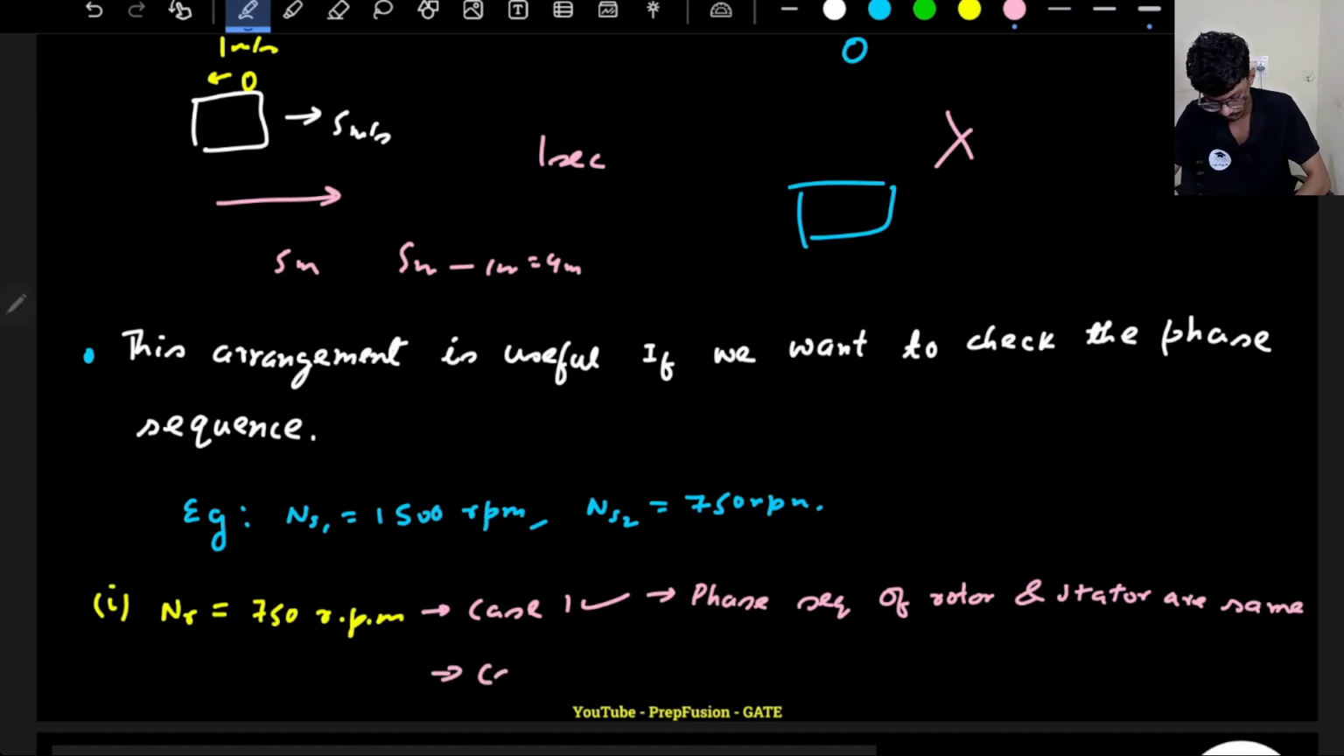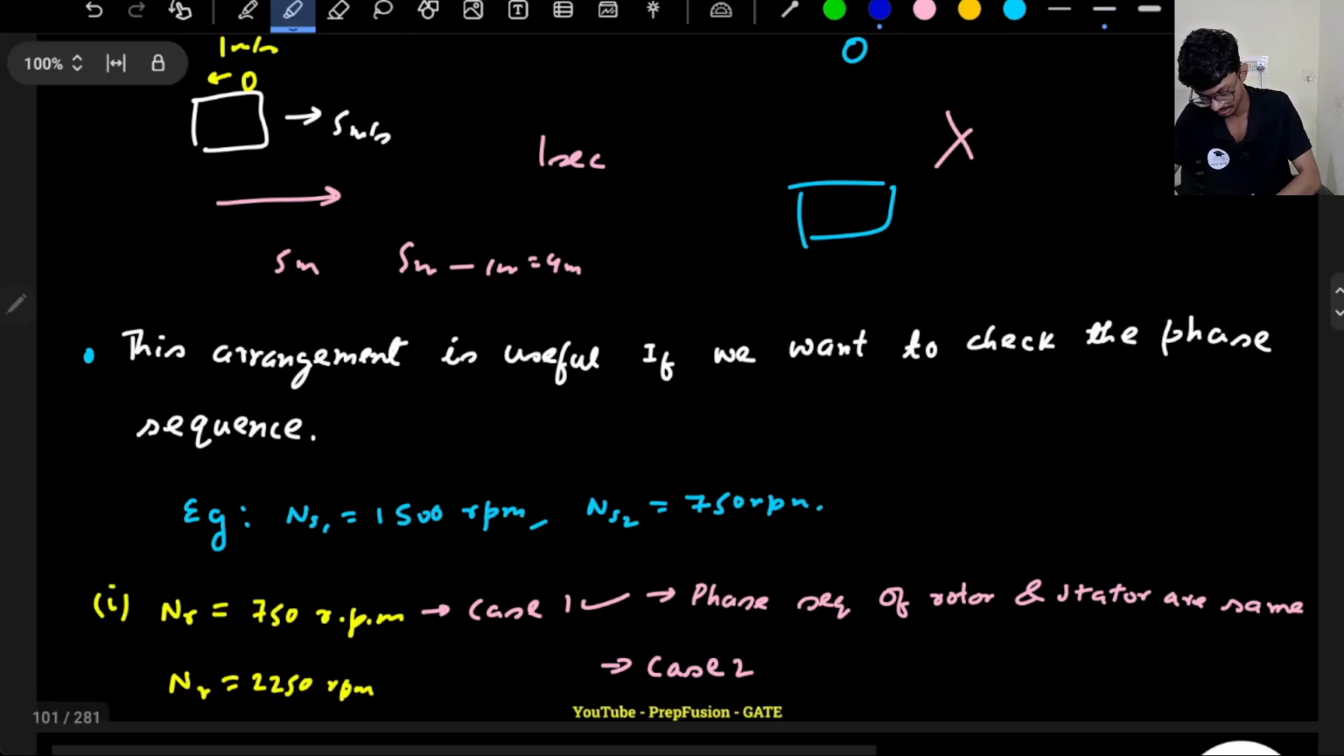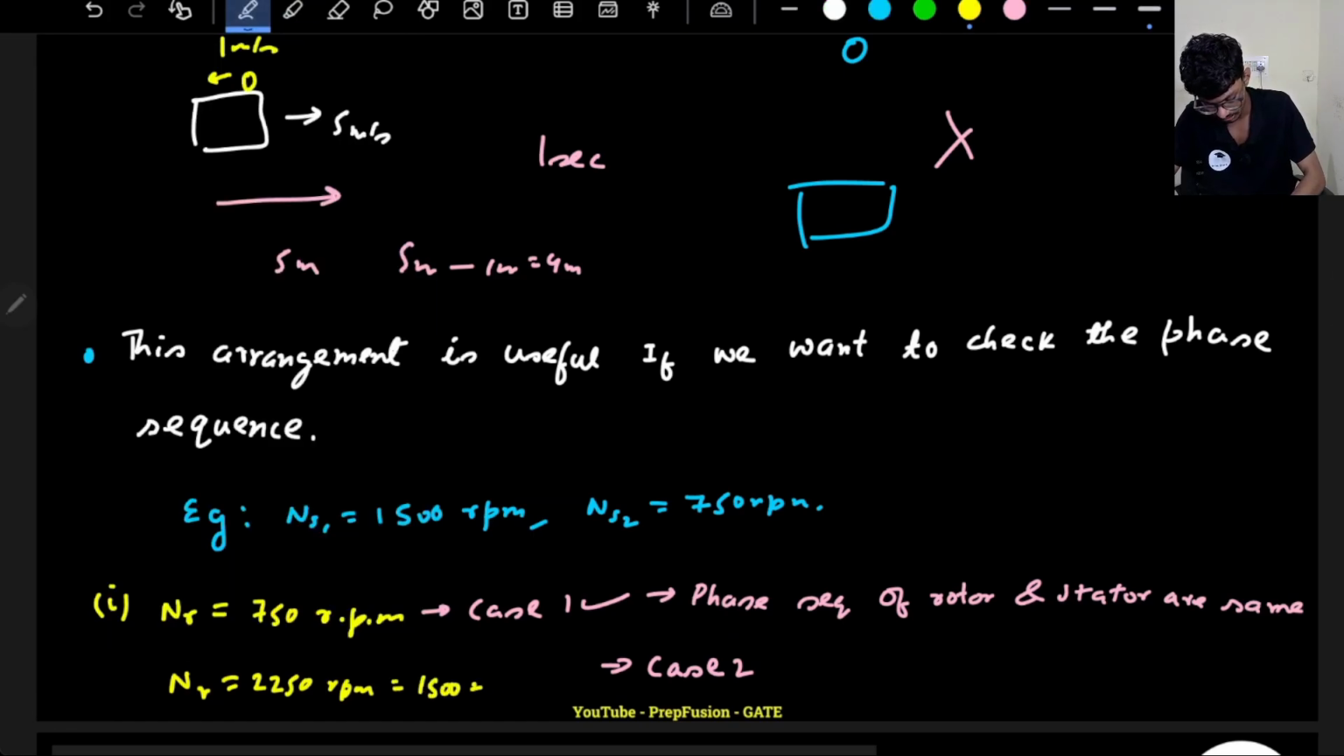And case 2 is, let's say, if nr is coming out to be 200 and 250 rpm. How is it 250 rpm? Basically it is the sum of the two synchronous speeds. So basically it is the sum of the two synchronous speeds, it is not the difference.